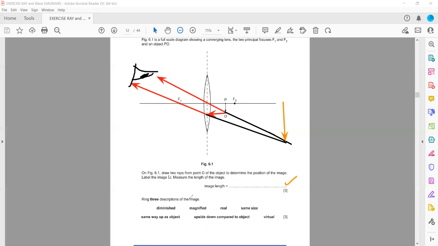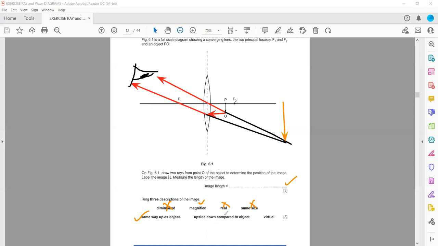Then the description. Is it diminished? No, it's not. Is it magnified? Yes. Is it real? No. Same size? No. Same way up as object? That is correct. Because if the object is up, the image is up. If the object is down, we can say it is upright.